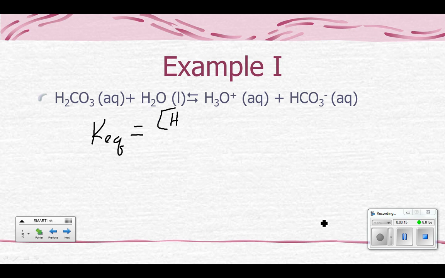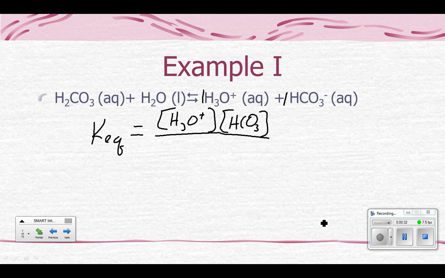So the products here are H3O plus, so that's this one, and then HCO3. Okay, now the other thing we do is we put exponents on for whatever number's out in front, but both of these have ones out in front of them, so we don't need to do anything to that.